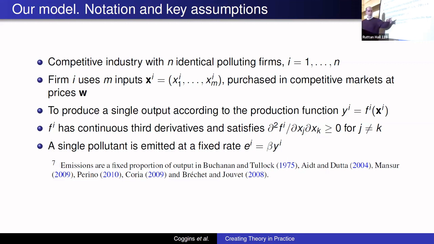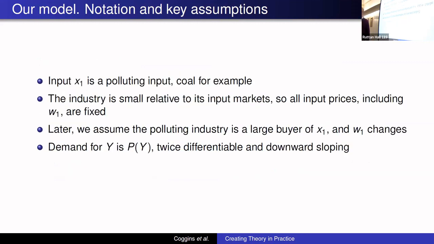One pollutant, the fixed rate thing makes the math easier. It could be just any monotonic upward sloping function, but we felt like it was useful to point out all these other people, including someone who won a Nobel Prize, who did exactly that, to sort of inoculate ourselves against a complaint, which we got anyway. One input, X1, is the polluting input. It's fuel. And the industry is small at first relative to its input market, so fuel, labor, capital, all of this, they're small. The price doesn't change when they change their use of that input. We're going to let them change that in a moment. And there's a nice demand for Y.